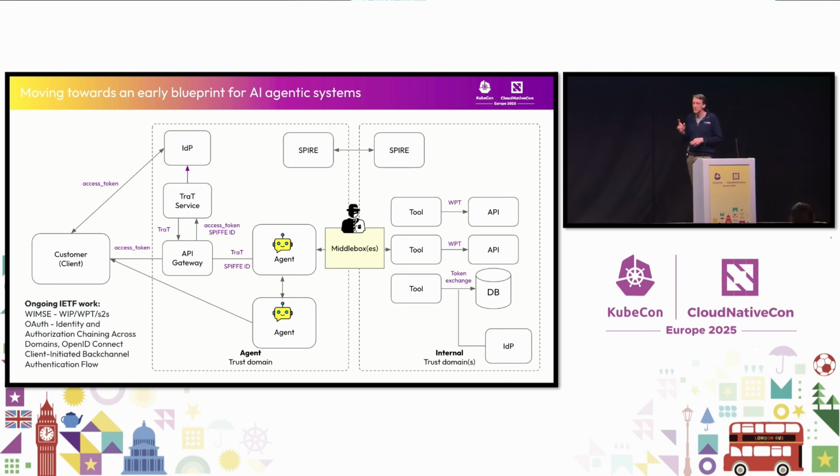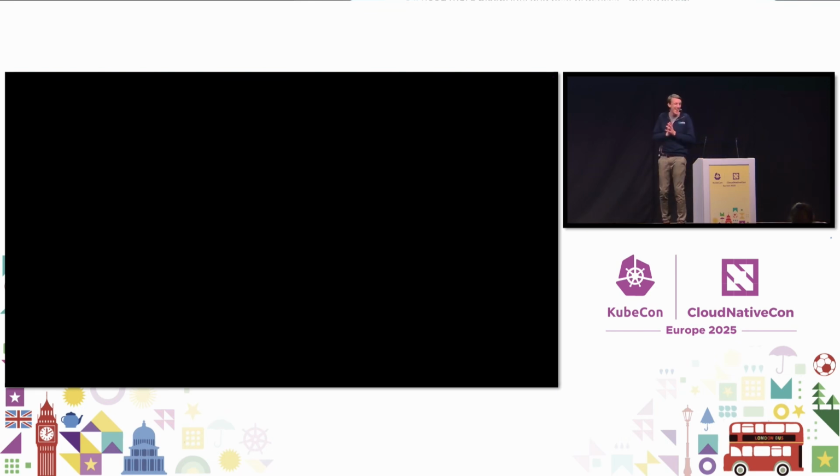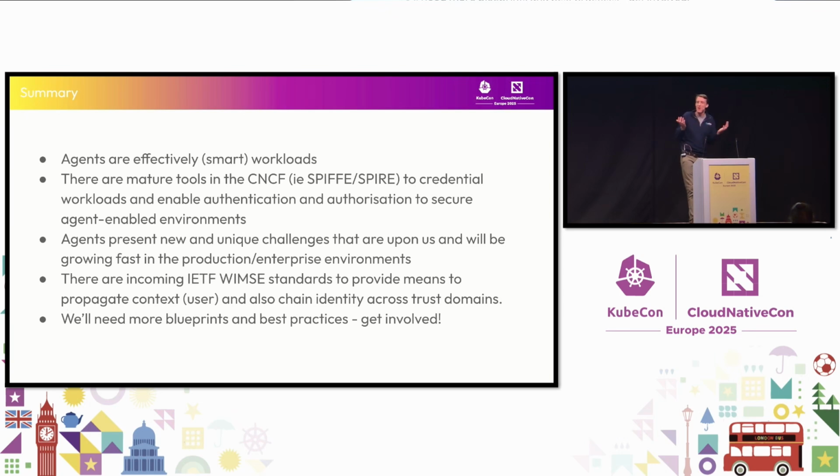There are some pretty interesting challenges, for instance, around what happens when the agent needs more privilege. What happens when it needs to access a system and it needs the user's permission to do that? That's a super interesting problem to solve. So in summary, and apologies for running over, agents are really just effectively smart workloads. That's the best way to think about it. We have existing ways to credential them, and existing ways to apply authorization to them. There are lots of tools and techniques for doing this in the CNCF, and some interesting challenges on the horizon.